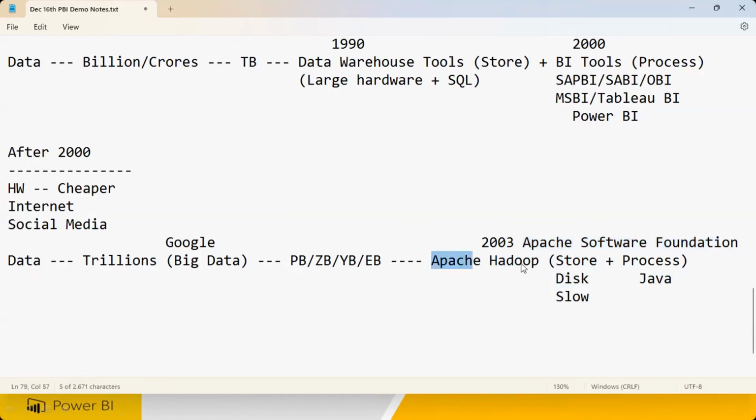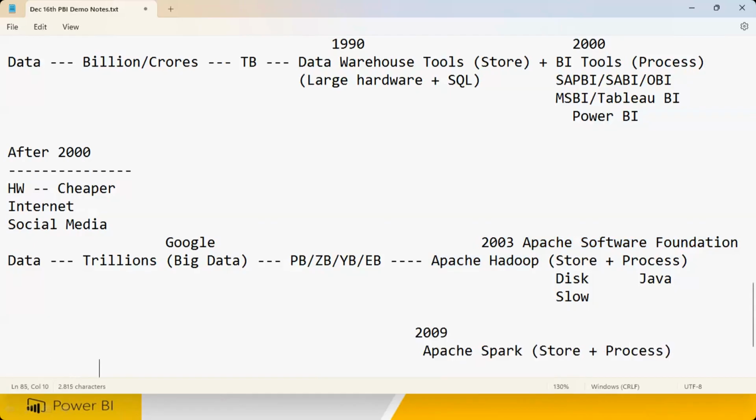This is free software. It is free, right? Immediately, in the year 2009, the Apache Software Foundation gave one more software called Apache Spark. Clear? Apache Spark can store your data and the processing can also be done.